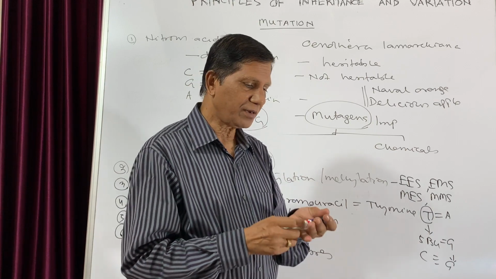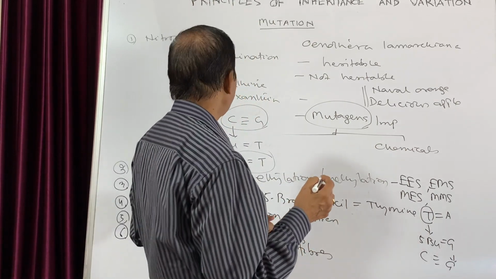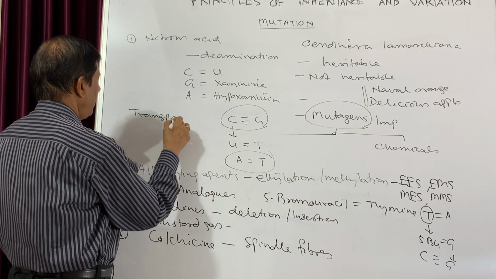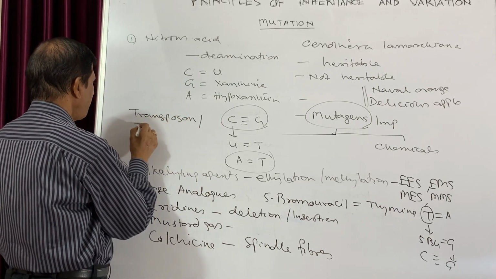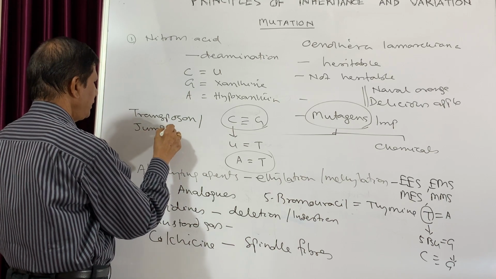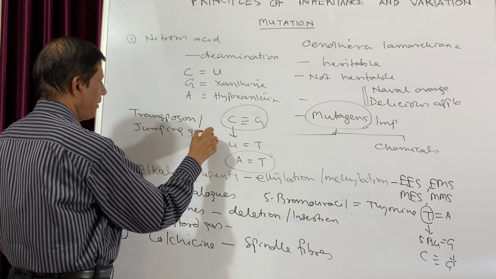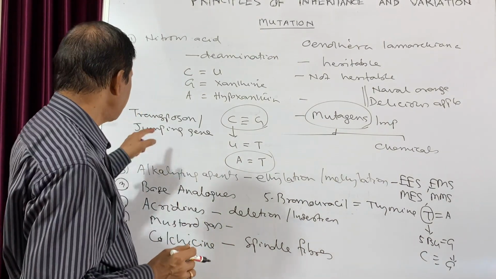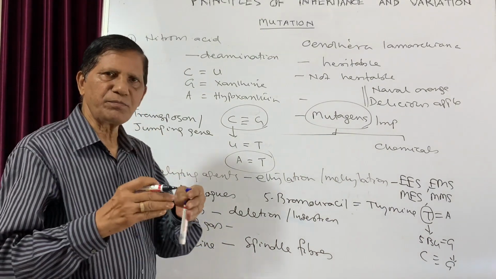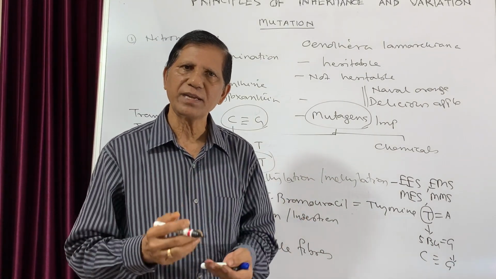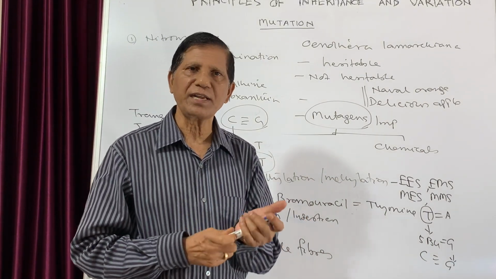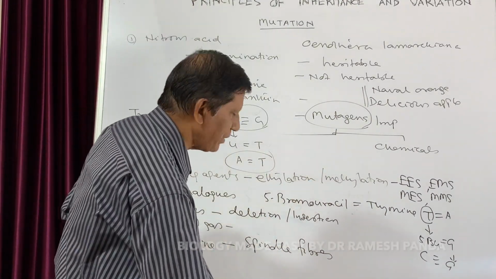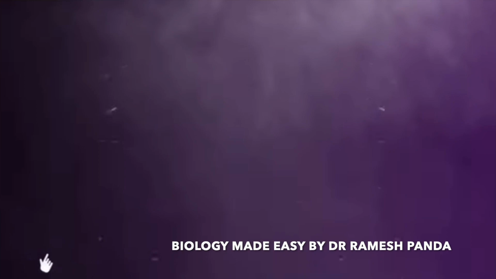And another biological agent is transposon. Transposon, or jumping gene, was discovered by Barbara McClintock in case of corn. Since these are jumping genes, they jump from one chromosome to another chromosome, so they can also cause mutation, but these are biological mutations. So in this way, these are the different mutagens that we have discussed.